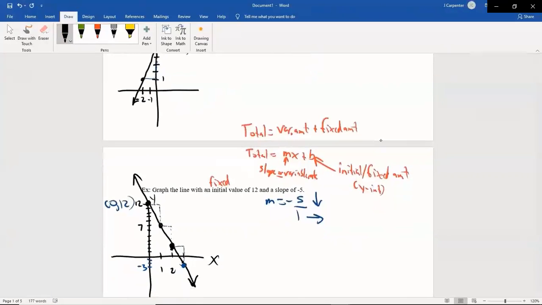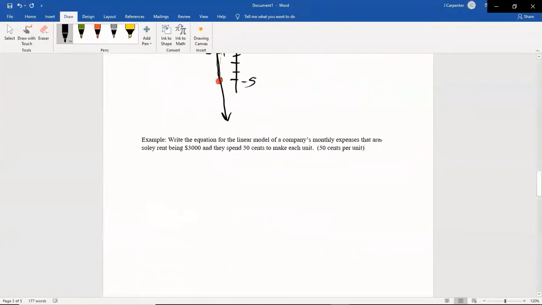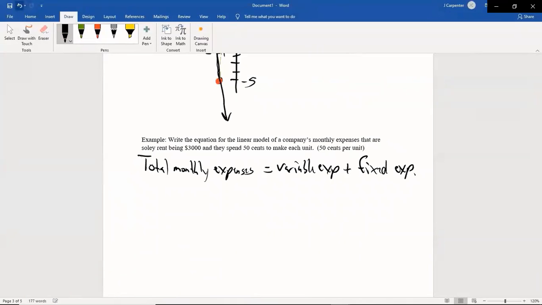It's a number times an x plus a number, or a number times a t plus a number, or a number times a q plus a number, whatever variable you choose. So we're saying that the total monthly expenses should be the variable expenses plus the fixed expenses. The fixed amount doesn't change.